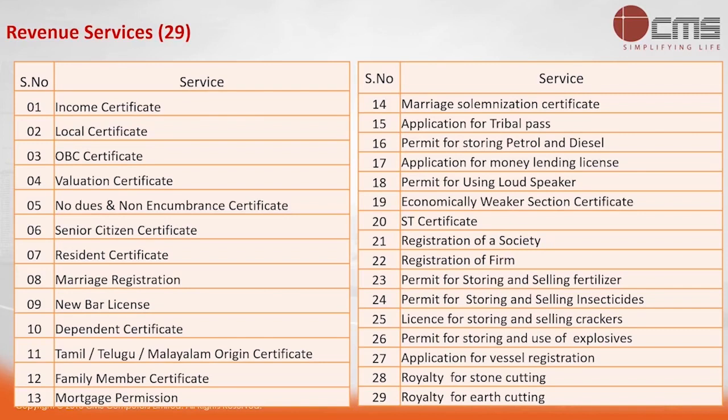mortgage permission, marriage solemnization certificate, application for tribal pass, permit for storing petrol and diesel, application for money lending license, permit for using loudspeaker, economically weaker section certificate, ST certificate, registration of a society, registration of firm, permit for storing and selling fertilizer, permit for storing and selling insecticides, license for storing and selling crackers, permit for storing and use of explosives, application for vessel registration, royalty for stone cutting, and royalty for earth cutting.